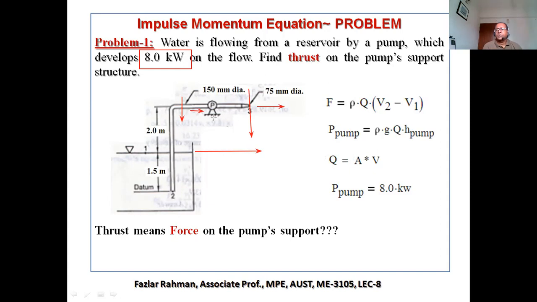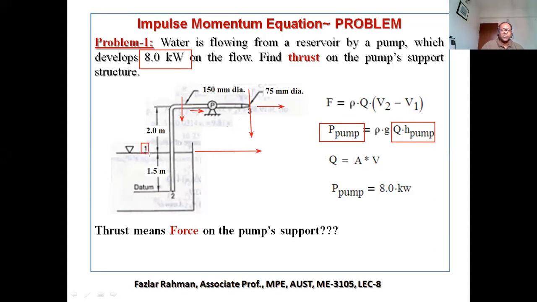Now, how can we figure it out? Pump power is given. Instead of head, they are giving power. So we know that pump power equals rho g Q H. Pump power is given, Q is not given. Rho we know, since it is water, g we know, but Q we don't know, and H pump we don't know either. Now, we know Q equals A times V. If we are able to figure out Q, we can figure out the velocity at point 3 and the velocity before the pump, or wherever we apply the boundary condition.